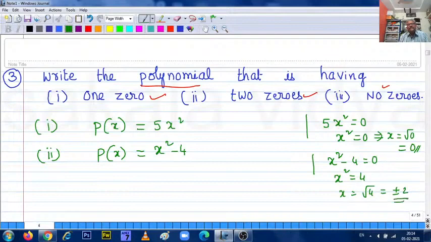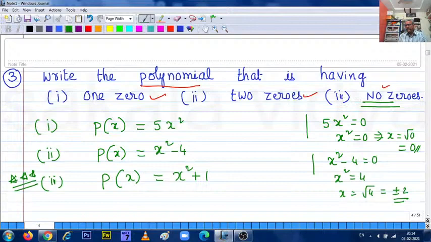It has two zeros. Third one is no zeros. No zeros means, my dear children, you remember this example: x square plus 1, x square plus 4, x square plus 5. So this is very important. You remember this one. This is a very, very important problem. No zeros means give this example.